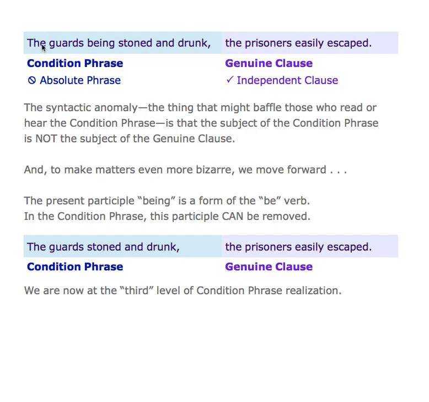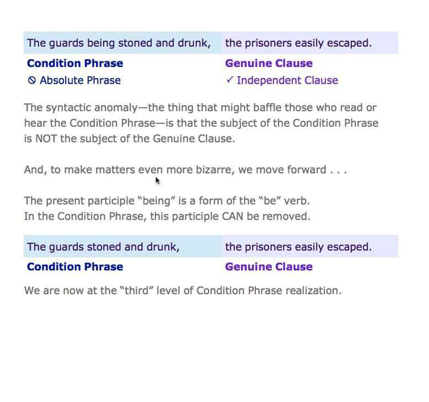So here's what we have. The guards being stoned and drunk. It's a condition phrase. We don't call it absolute phrase anymore. This is so much better. And here you have your genuine clause. It's still in that sentence. It's still in there. The syntactic anomaly, the thing that might baffle those who read or hear the condition phrase, is that the subject of the condition phrase is not the subject of the genuine clause. All right, you see here guards is the subject of the condition phrase, and prisoner is the subject of the genuine clause. So that's a little weird. For the mind, for the person reading or hearing this, it's a little weird.